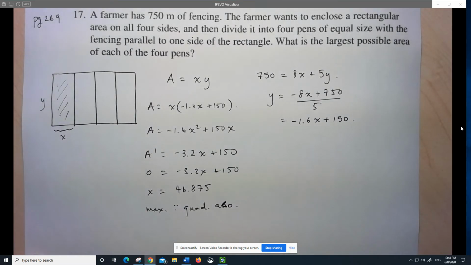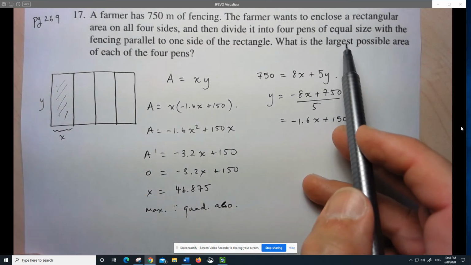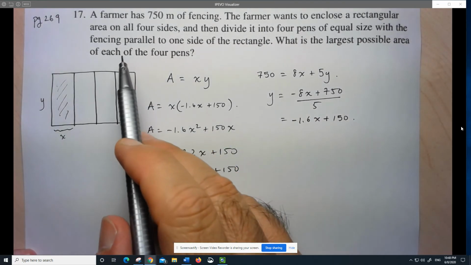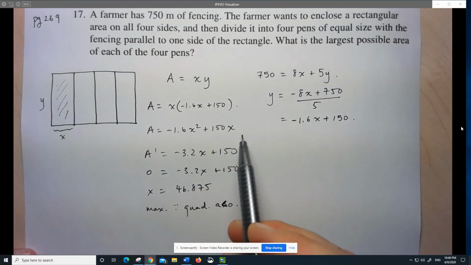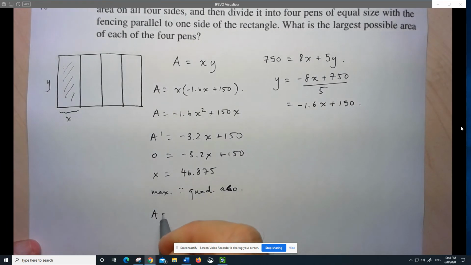So let's go back and see what they're actually asking us for, because this just gives us this x value, which produces a maximum. The question says, what is the largest possible area? So what we're actually looking for is the area of each of the 4 pens, and this function here represents the area of one of those pens. So I don't even have to find the y value. I could just stick this x value into that equation.